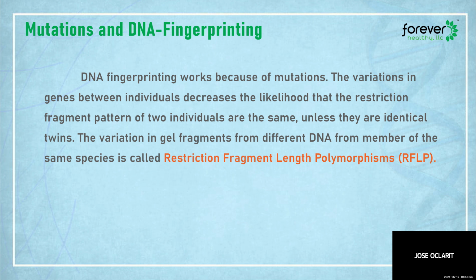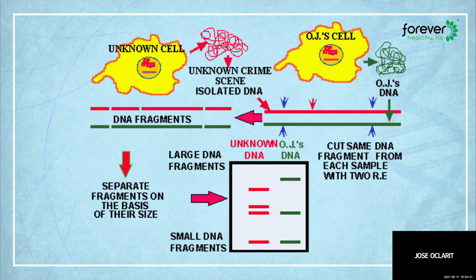The variations in genes between individuals decrease the likelihood that the restriction fragment patterns of two individuals are the same, unless they are identical twins. The variation in gel fragments from different members of the same species is called restriction fragment length polymorphism, which is used in DNA fingerprinting. So this is a typical illustration of the application of DNA or genetic engineering.